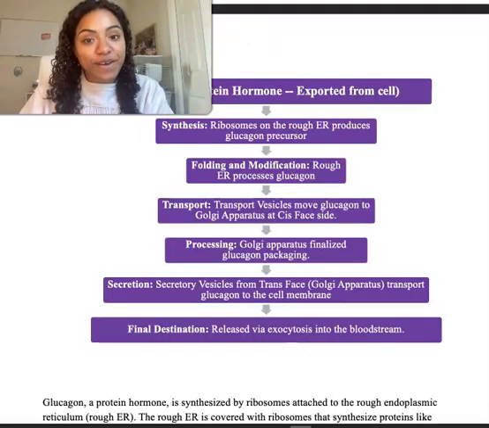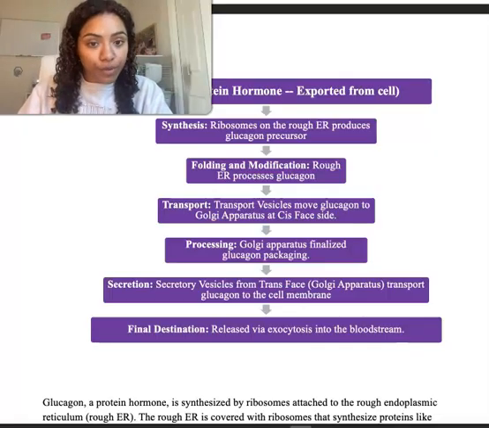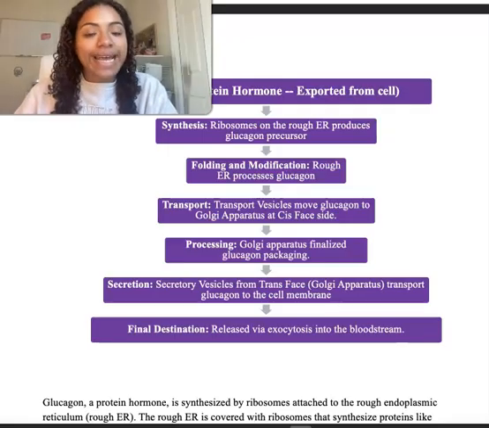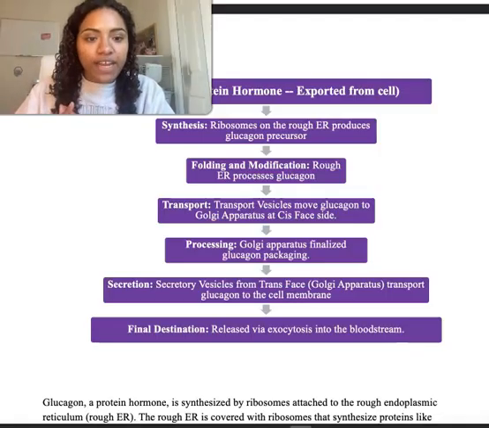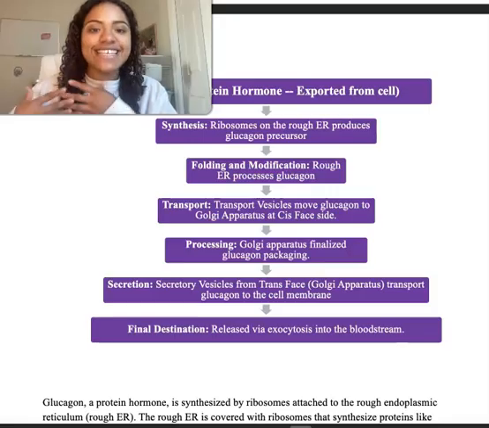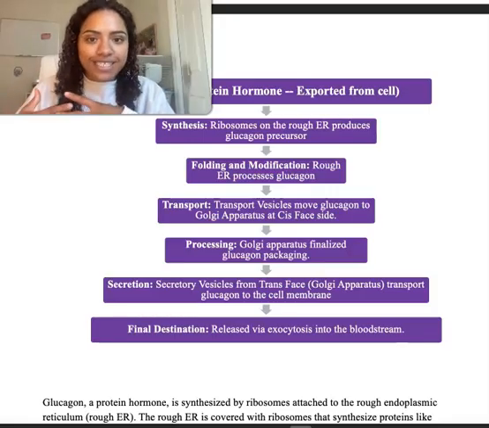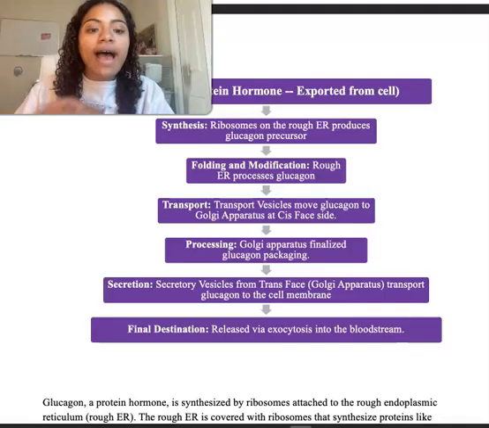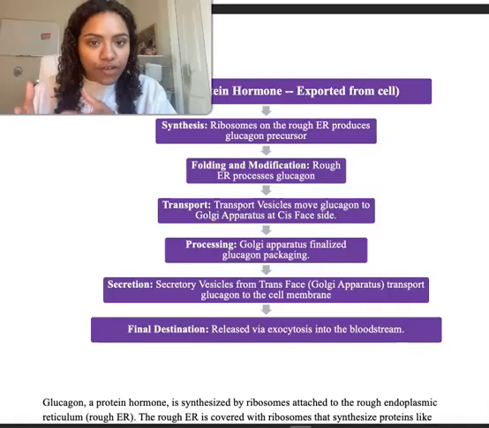The next one that I'll be talking about is glucagon. This is a protein hormone. Its synthesis, unlike cortisol, starts in the ribosomes of the rough endoplasmic reticulum, and the precursor gets made there. Then further folding and modification happens in the rough endoplasmic reticulum. Then it gets transported via transport vesicles to, again, the cis phase of the Golgi apparatus. Further processing, like adding functional groups, happens in the Golgi apparatus, and then it gets secreted via secretion vesicles to the cell membrane as well.